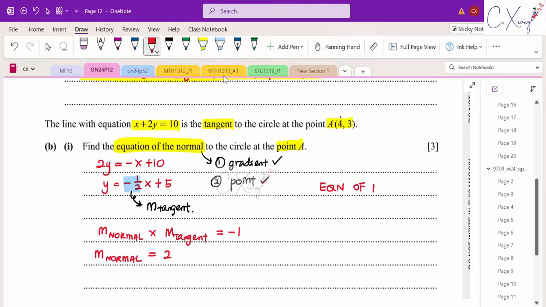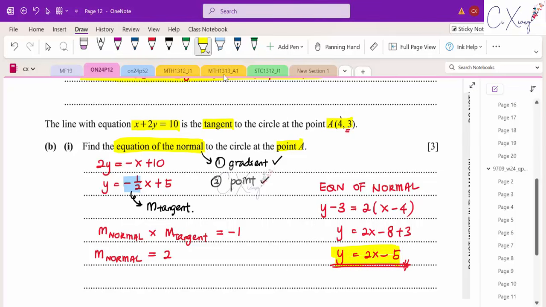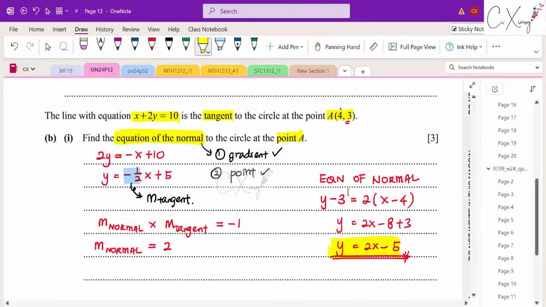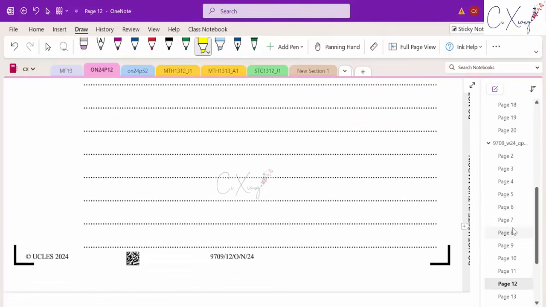So equation of normal will be y minus y1, which is the y coordinate of A, equals to m, where m is gradient, then x minus x1, which is 4. Then from here, you can try to simplify it. Okay, so if you didn't make any careless mistake, by right, your equation of normal should be y equals to 2x minus 5. Right, so this is part B number 1. Then let's continue to part B number 2, at the next page.